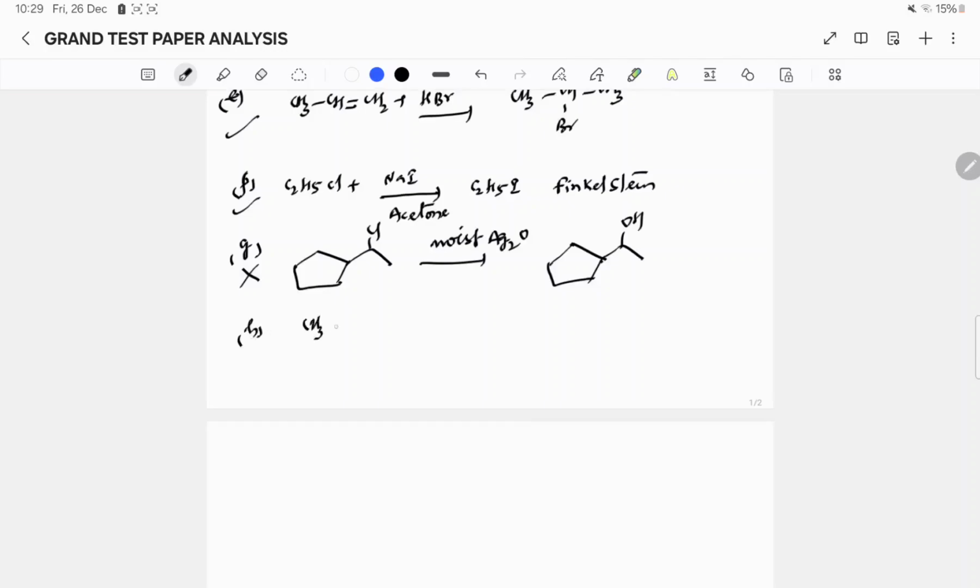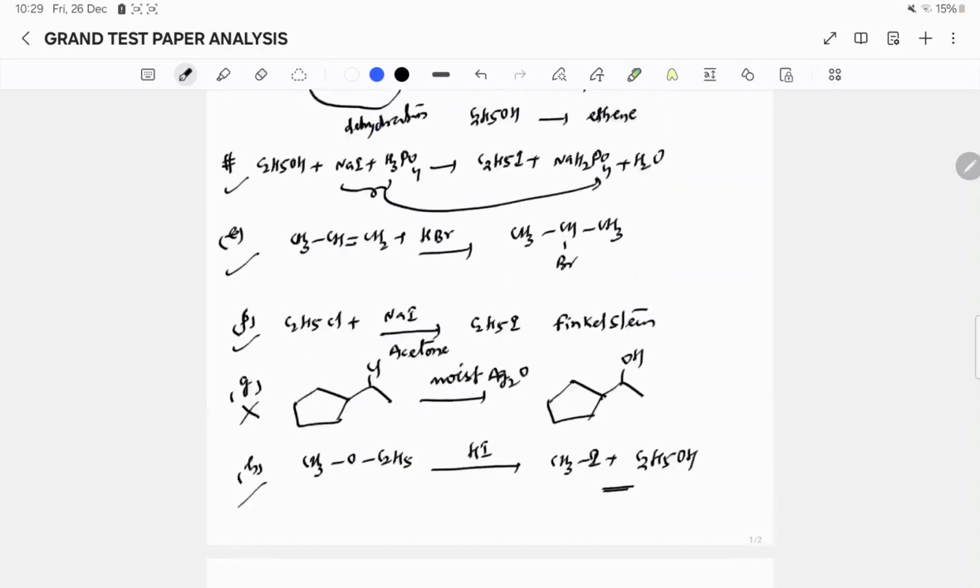Next, check reaction H. This is CH3OC2H5 reacted with HI. It is not mentioned as excess HI, so we will get the products CH3I and ethyl alcohol.